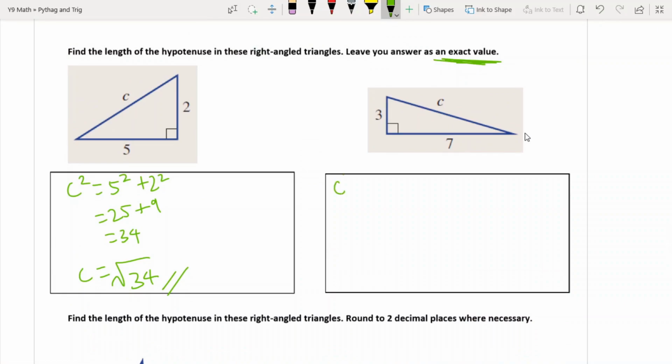Alright, so let's start this question off. Let's write out the formula again. C squared equals A squared plus B squared. That gives us 3 squared plus 7 squared, which equals 9 plus 49. And that gives us 58. So C would equal square root 58. Give yourself a tick if you got that one correct.